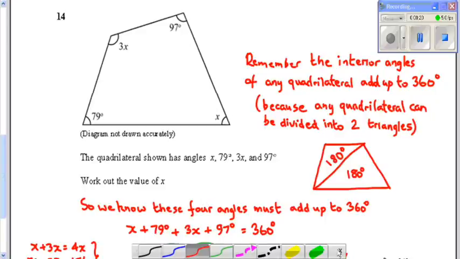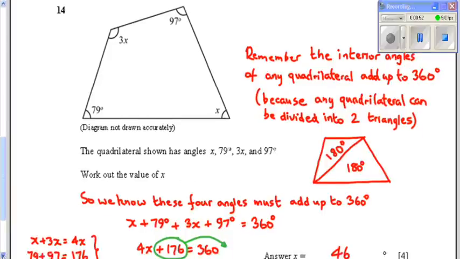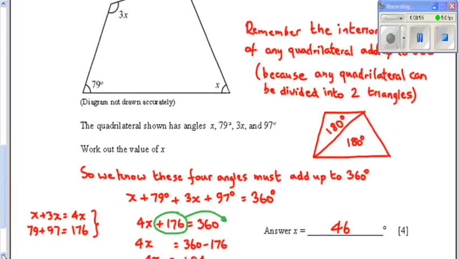So the thing you need to remember here is that the interior angles of any quadrilateral add up to 360 degrees, because any quadrilateral can be divided into two triangles. So remember, if you had a quadrilateral four-sided shape and you draw a diagonal across to the opposite side, it splits into two triangles. Each of them is 180 degrees inside it. So altogether, the angles inside the quadrilateral add up to 360. So you know that those four angles there must add up to 360 degrees.